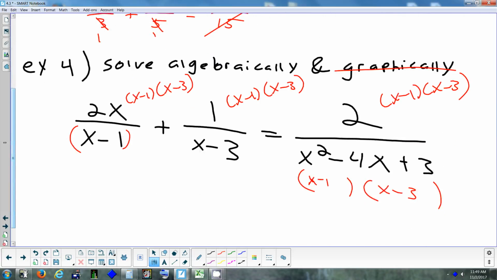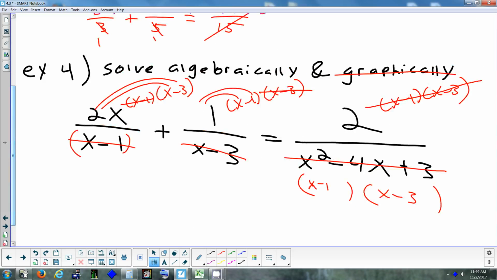Okay, so let's look at the first fraction. What term is going to cancel out? x minus 1. Right. x minus 1, x minus 1. Anything that's left, we have to do as a distributive. What's going to cancel out in the second one? x minus 3, x minus 3. Not much to distribute there. And what about in the third one? The whole thing, right? That's x minus 1, x minus 3, x minus 1, x minus 3.